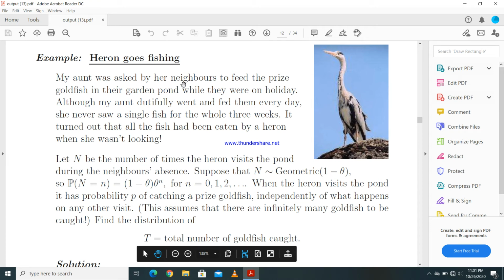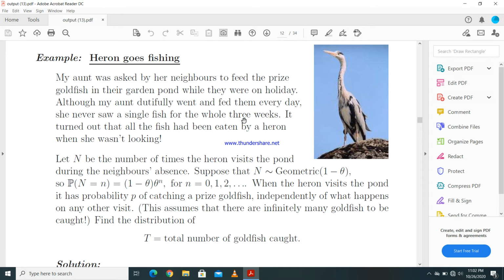My aunt was asked by her neighbors to feed the prize goldfish in their garden pond while they were on holiday. So although my aunt dutifully went and fed them every day, she never saw a single fish for the whole 3 weeks. So it turned out that all the fish had been eaten by a heron when she wasn't looking. So here the capital N is the number of times the heron visits the pond during the neighbor's absence.